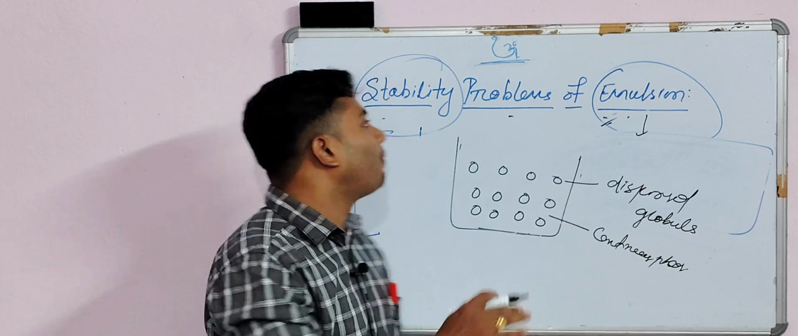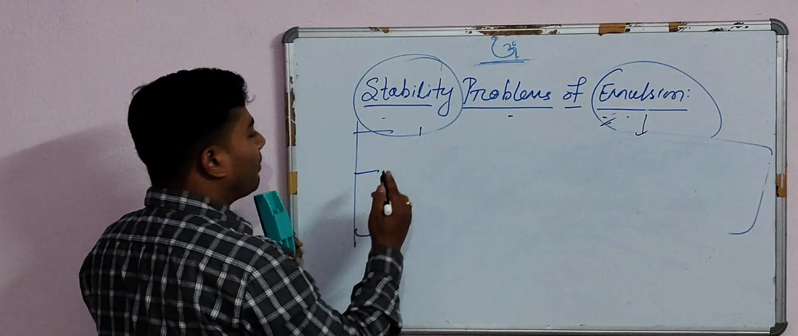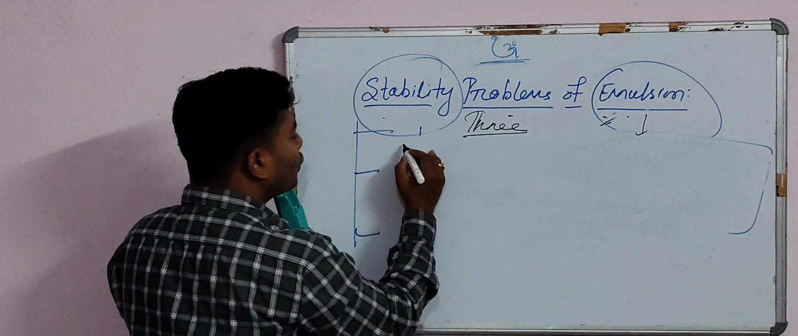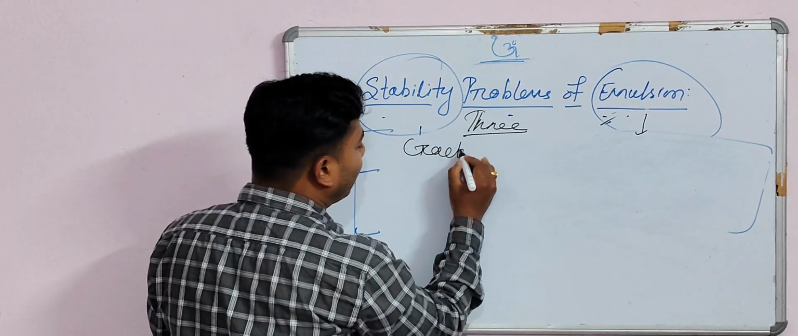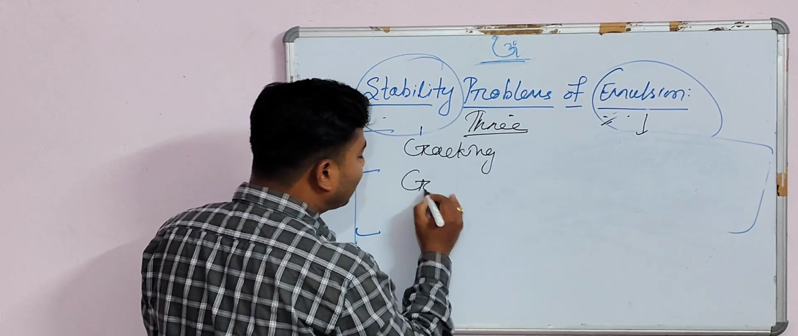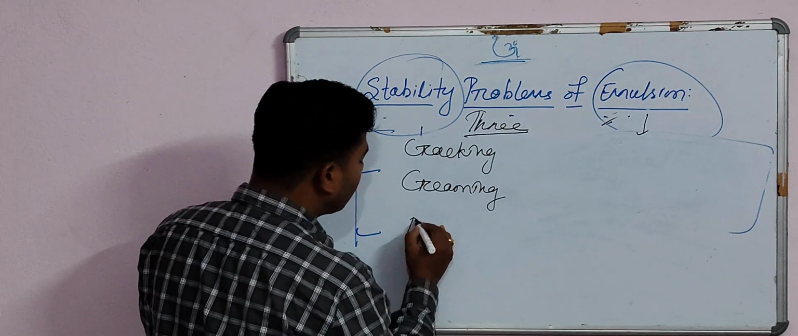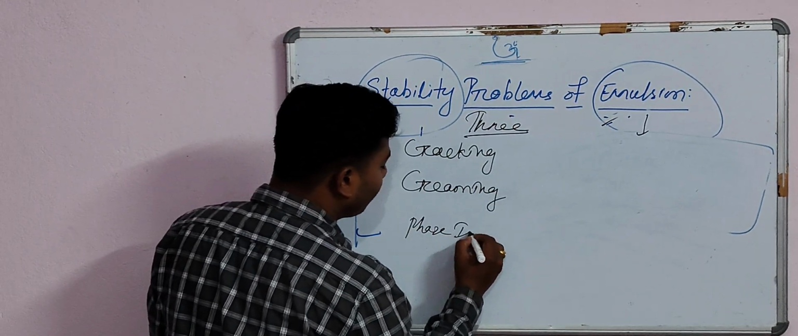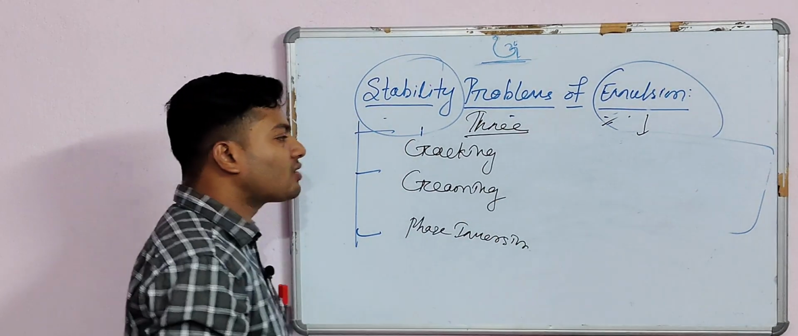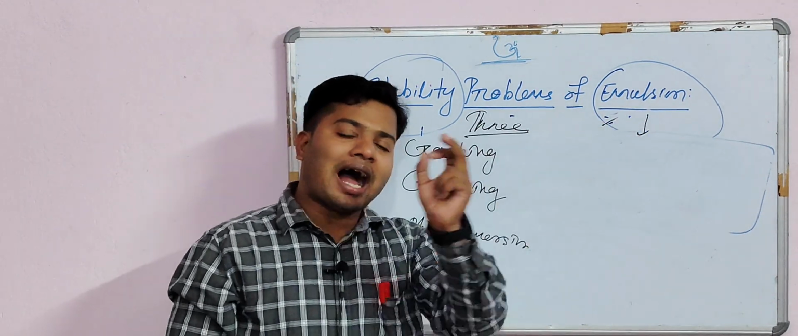There are three types of problems that will arise. That's why you can say that is the instability of an emulsion. Three types of problems. The first one is cracking. Second one is creaming, and the third one is phase inversion.